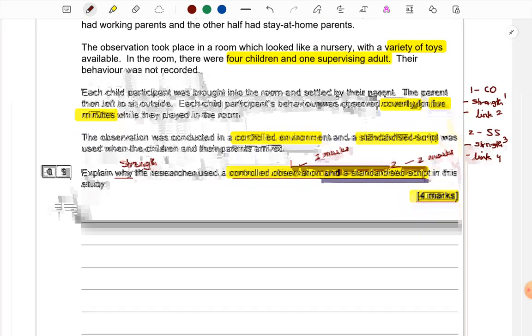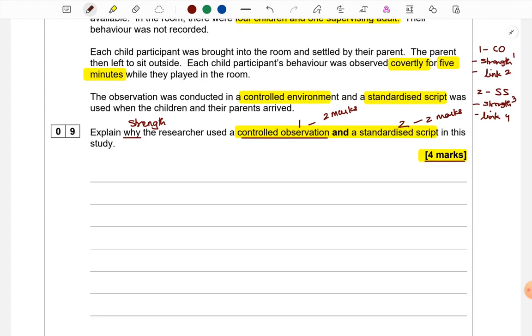Okay, now how we should think about writing the answer before we write it. What is the strength of controlled observation in general? If we've learned our research methods well, we would know that controlled observation mainly serves the purpose that it literally controls extraneous variables. That is why it is called controlled observation.